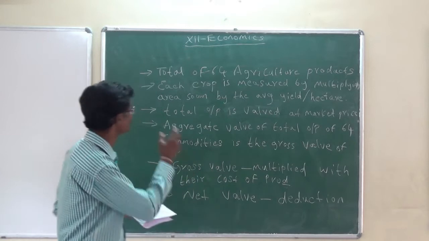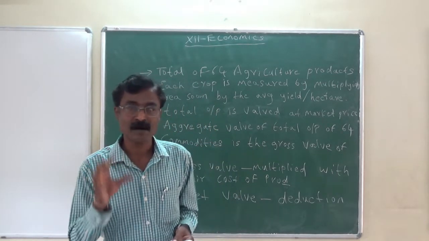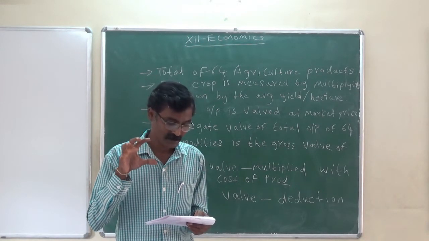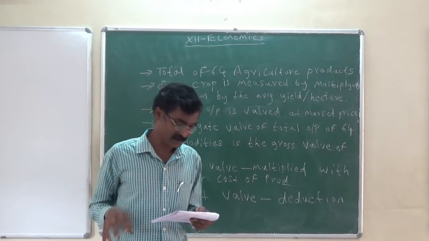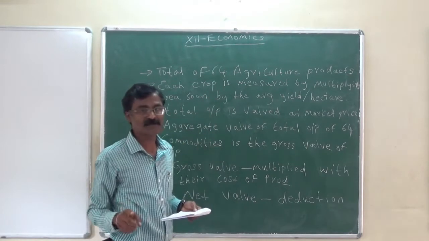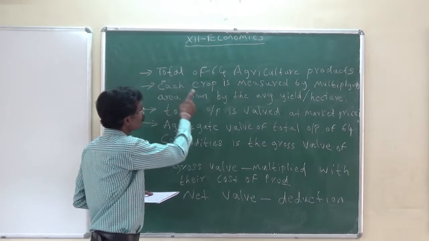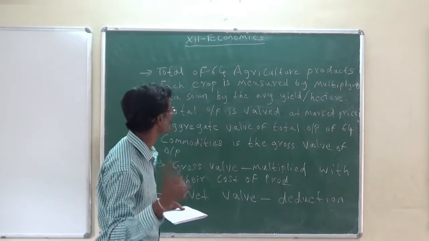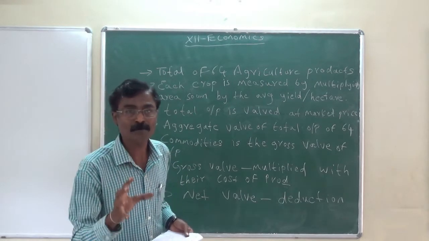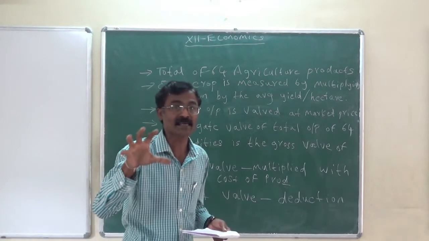Now after that, you will see the gross value of the farm output in India. The first point is, in India there are a total of 64 agricultural products. The second one is, each crop is measured by multiplying the area sold by the average yield per hectare.